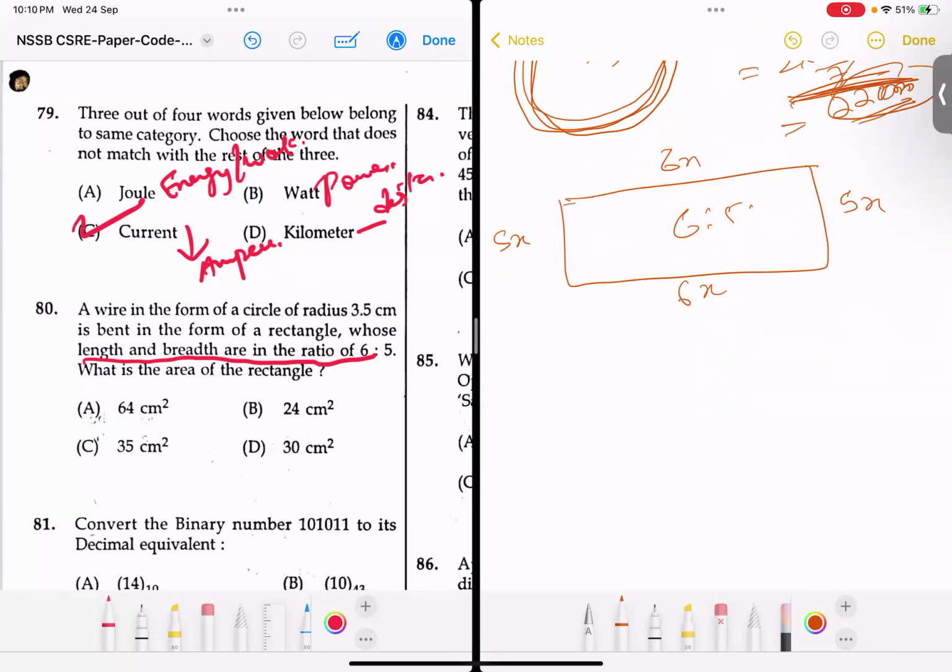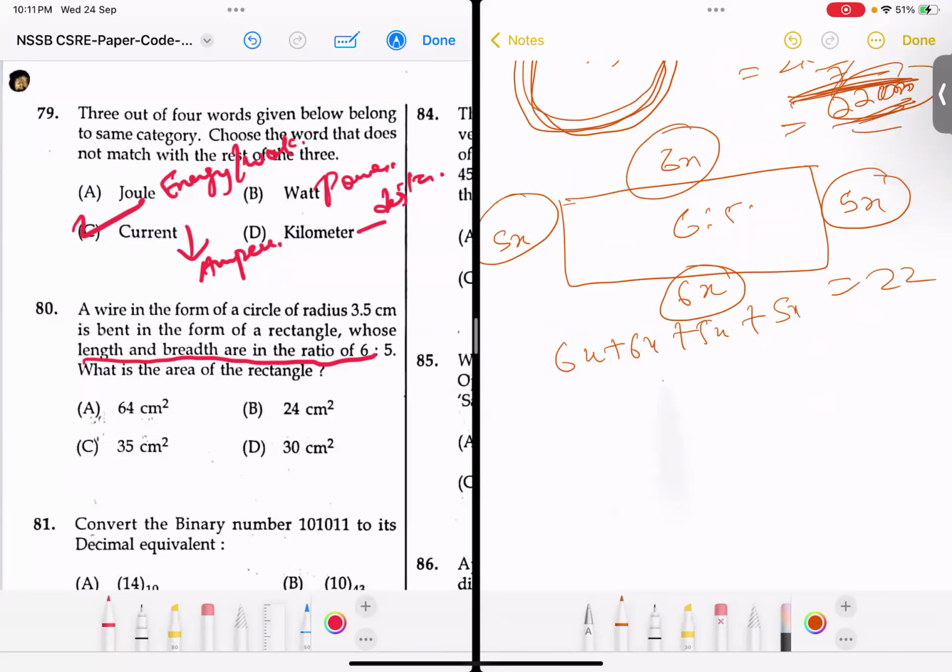shape. So which means if we add all these four together, 6x plus 6x plus 5x plus 5x must be equal to the total length, which is 22, right? So if you add this together, you will find 22x is equal to 22. So x is equal to 1, right? What is the area? So the length is 6 into 5 centimeter, which is 30 centimeters square, right?